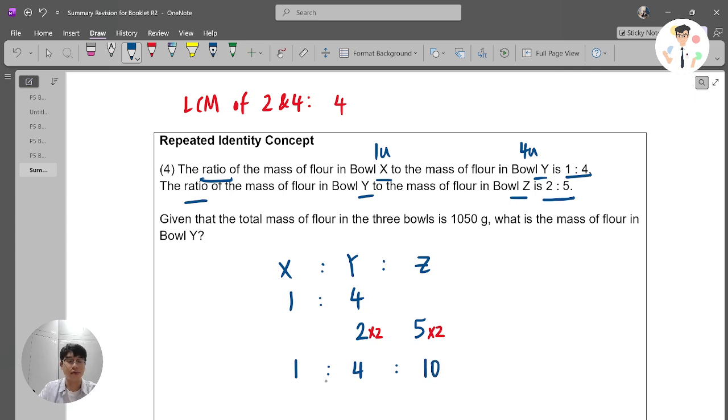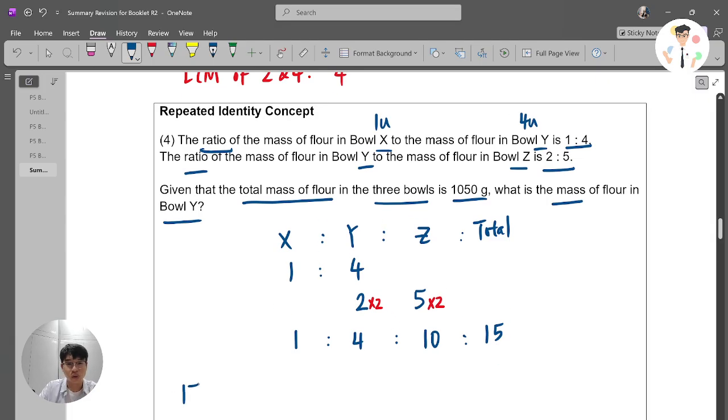That is basically 1 unit, 4 unit, and 10 unit. Nothing special, just that I'm lazy to write. That's why we have something called the ratio. Now, next one. Given that the total mass of flour in 3 bowls is 1050 gram, what is the mass of flour in bowl Y? Now, X, Y, Z is 1 unit, 4 unit, 10 unit. What is the total unit then? 1 plus 4 plus 10, I know is 15 unit.